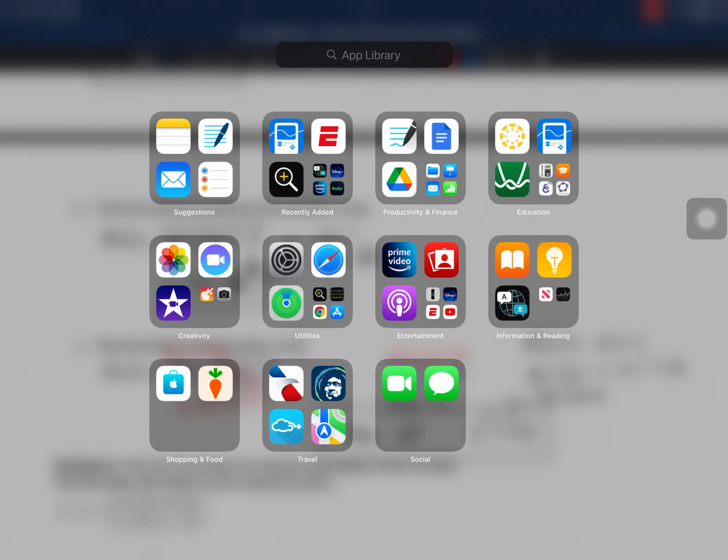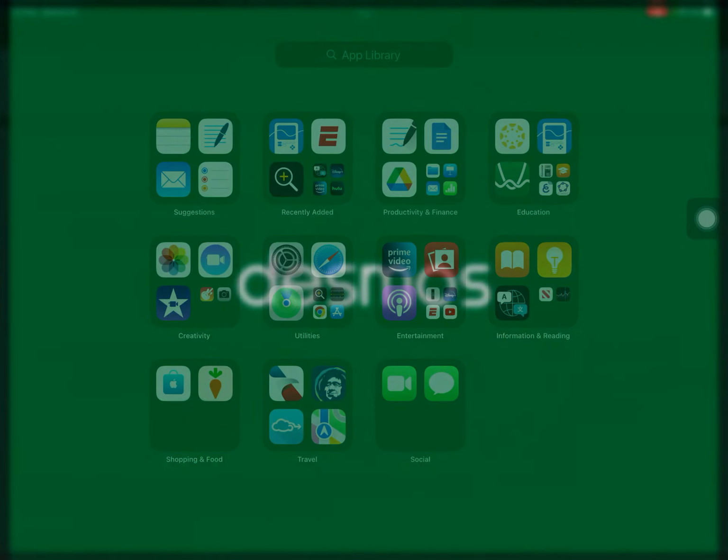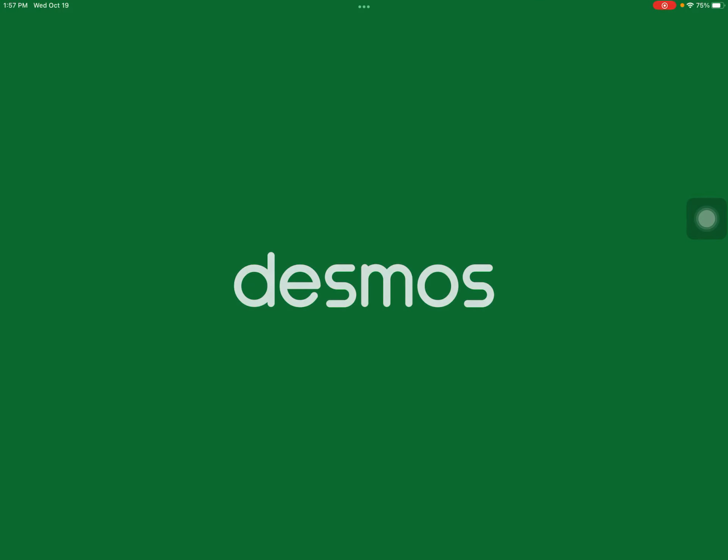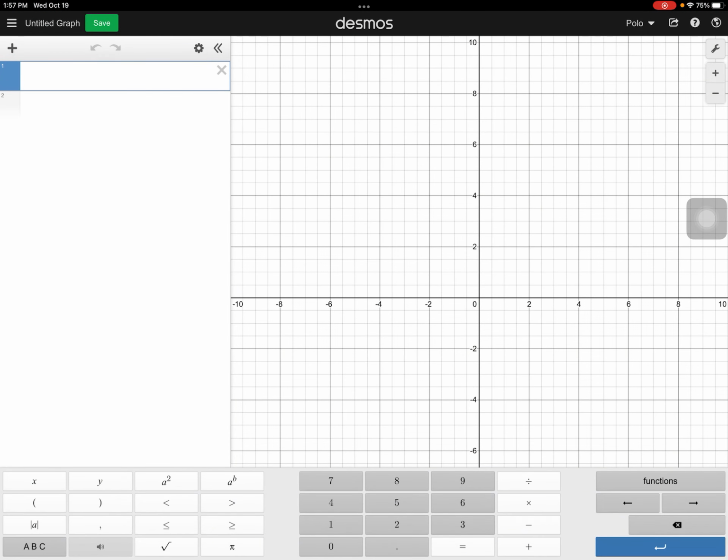So let's jump in and find Desmos real quick. All right, we're going to graph both functions so you can see what I mean by this.